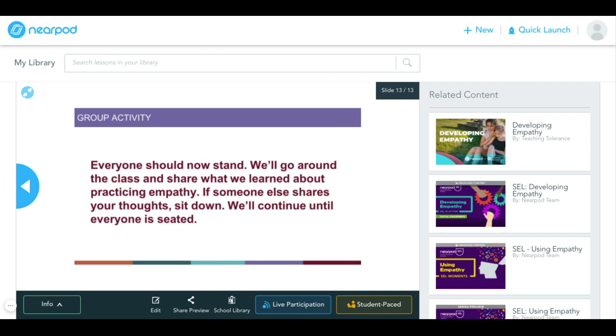But if you're online, you can have students just share out one by one what it is that they have learned from practicing empathy in this activity. And students who share the same responses can go ahead and turn their cameras off. And students who are still sharing, they'll have their cameras on. And you can modify this however you desire. I try not to tell students to turn their cameras off because once they do, it's kind of hard to get them to turn it back on. But the choice is yours.